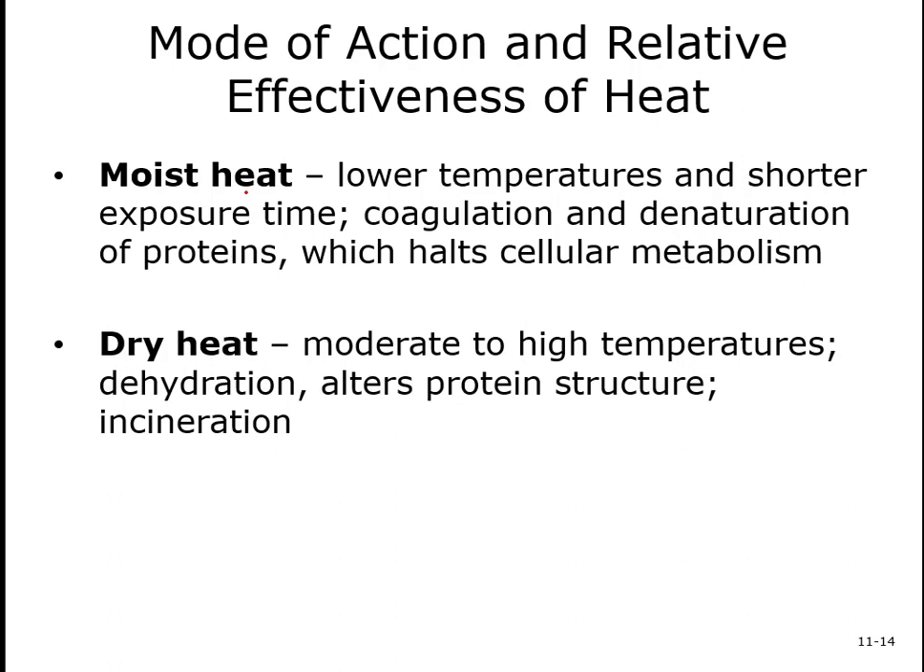Starting with heat, you could have either moist heat. Moist heat is much more effective at killing microbes. It requires a lower temperature and a shorter period of time because you're combining the heat with steam and moisture. What it ends up doing is coagulating, which means clumping proteins together, and also denaturing them, so that the microbe can no longer function. Its enzymes can't function any longer.